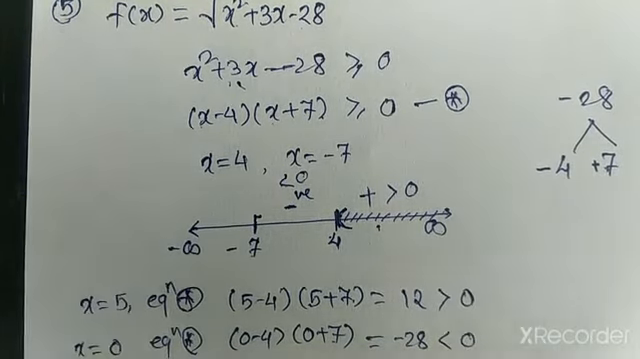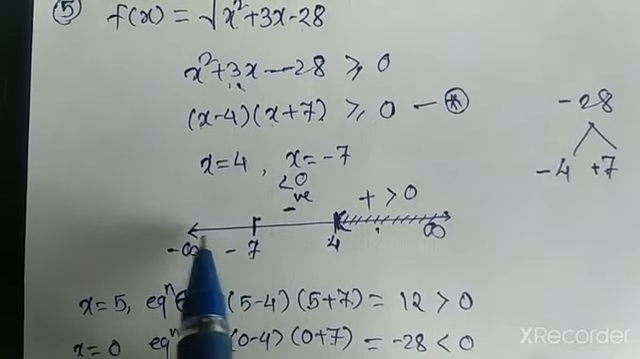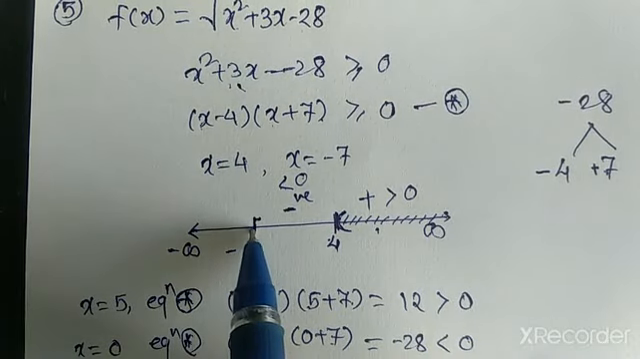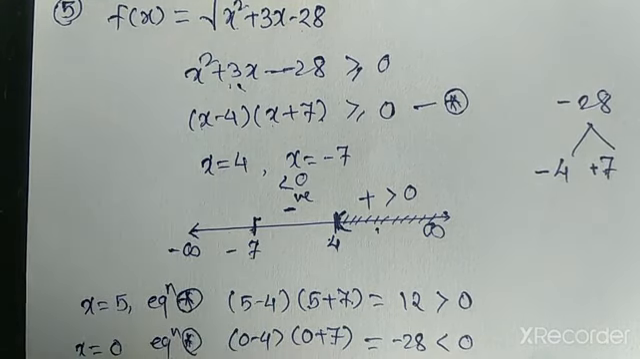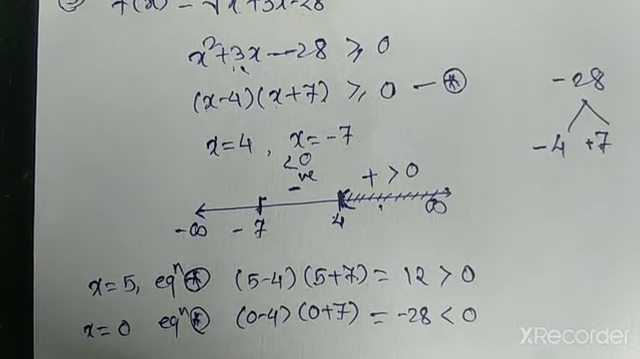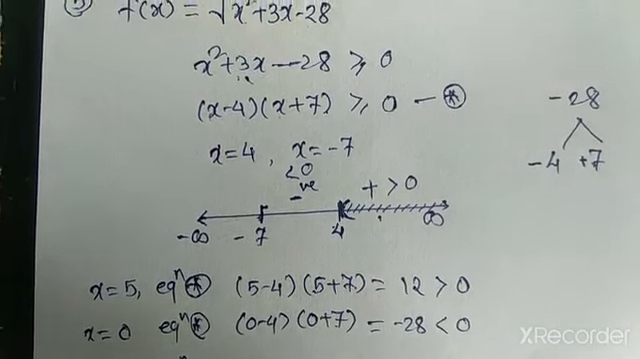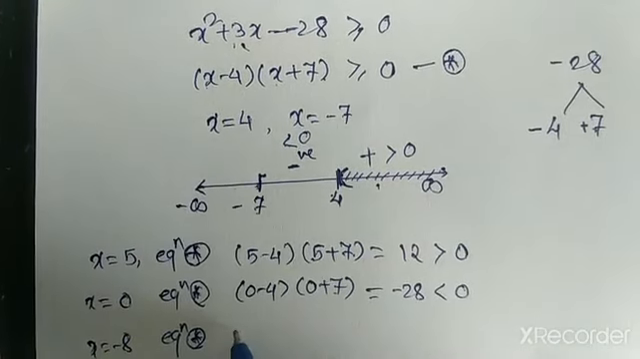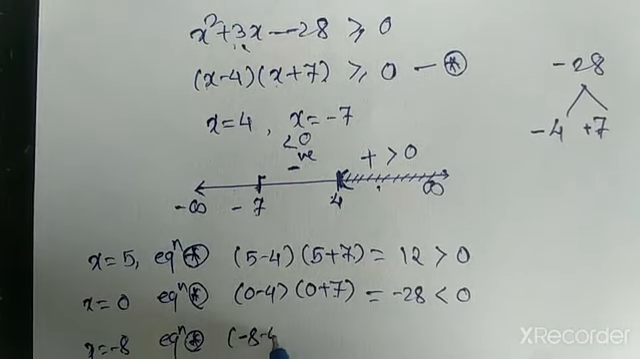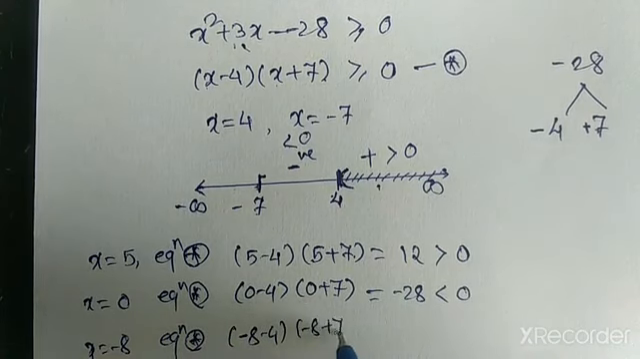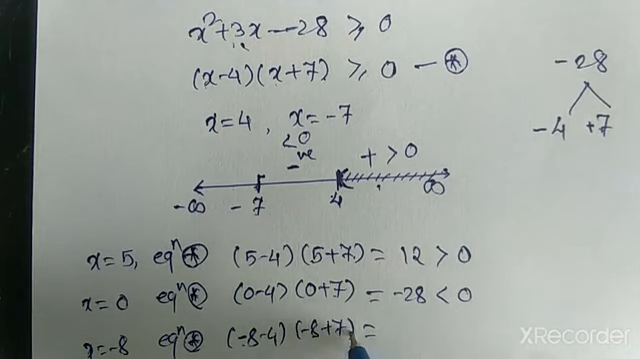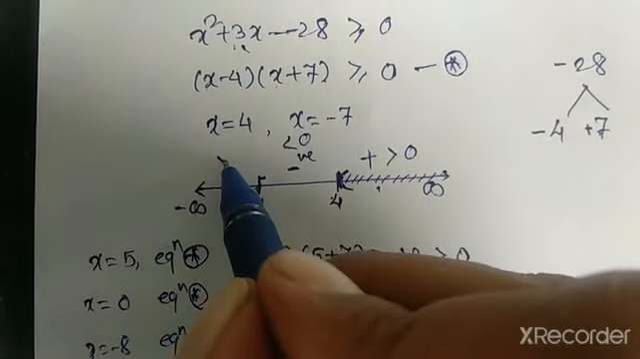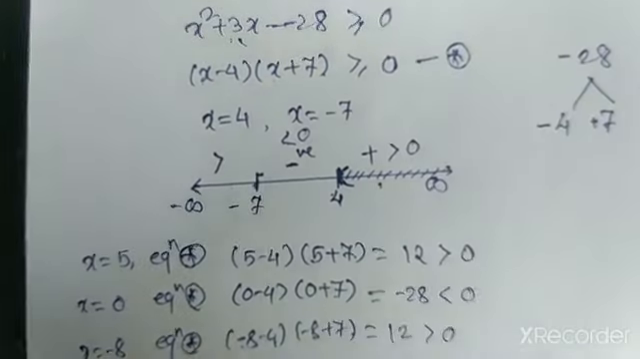Now for the interval minus infinity to minus 7 we take a value, x equal to minus 8. Equation star gives minus 8 minus 4 into minus 8 plus 7, which means minus 12 into minus 1, which is plus 12, which is greater than 0. So again in this interval the value of the function is greater than 0.